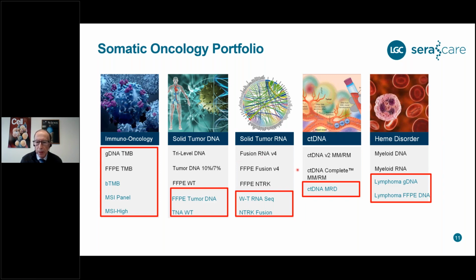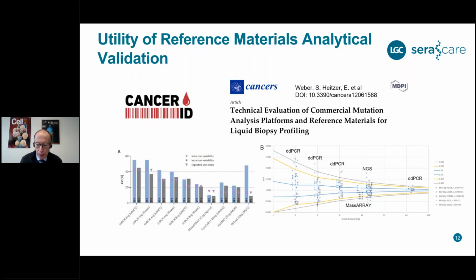And today we've been speaking about the ctDNA. And we also have heme disorders, myeloid, and lymphoma as well. So a really extensive group of products for NGS assay validation. I wanted to talk a little bit about the applications to give you some ideas on how to consider choosing reference materials and how they can be used in assay validation.